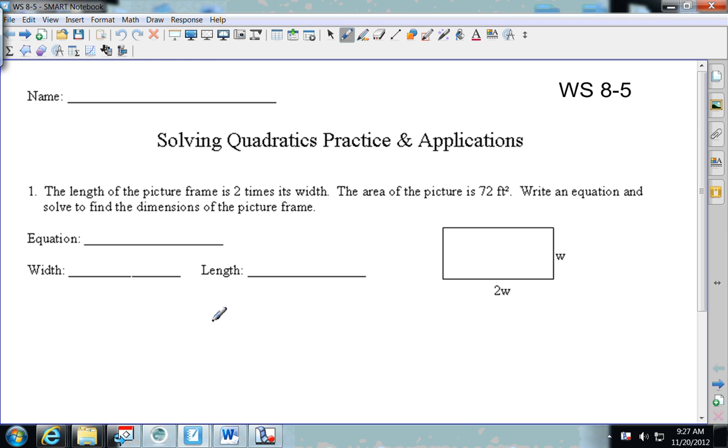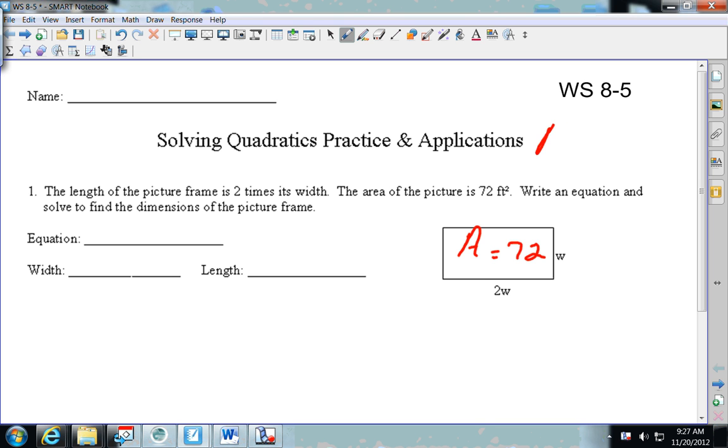The first thing you should have seen is that it says the length of the picture is 2 times the width. Right here it's already labeled. It has the width, and it says 2 times the length. It's saying the area is 72. Write an equation to find the dimensions of the picture frame.